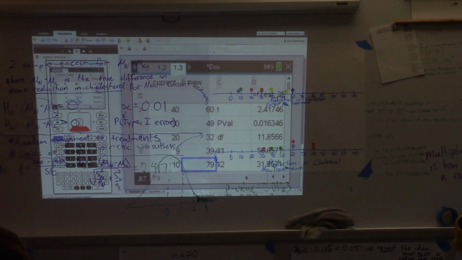Is there any way to change it in the calculator? You just rerun the test. Okay.